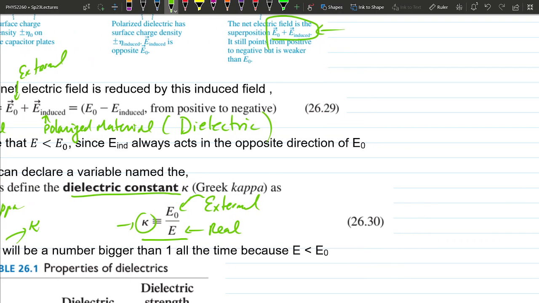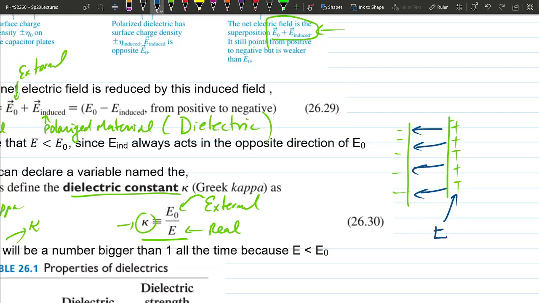Let's just draw this real quick. We have two parallel plates, with some pluses and some minuses. These charges are going to create the electric field. The amount of charge is going to give you this E naught.